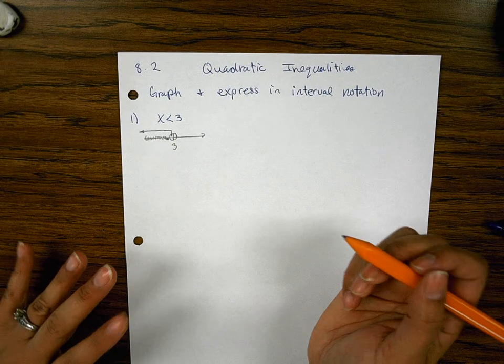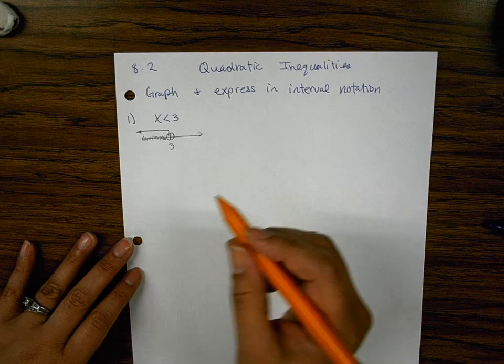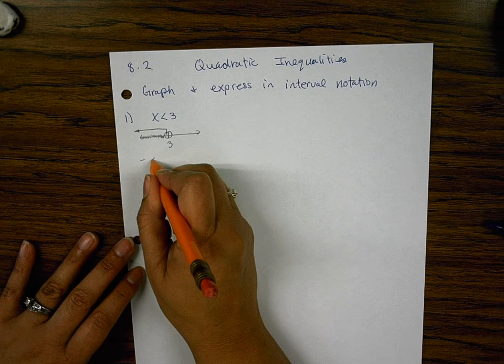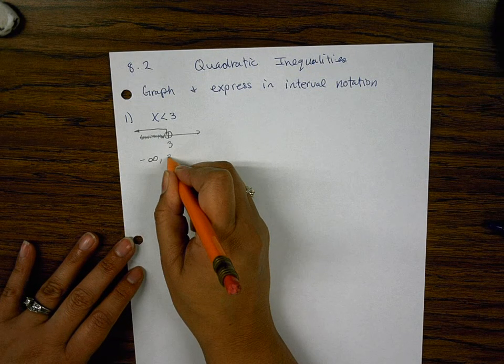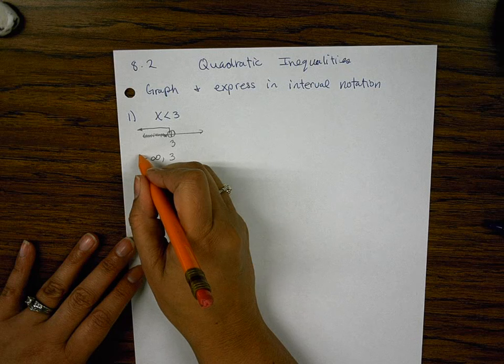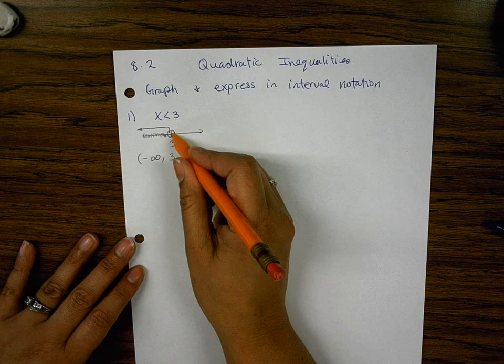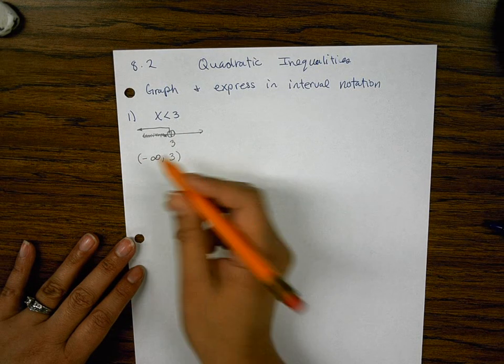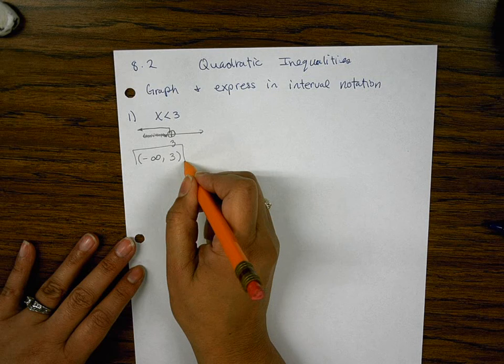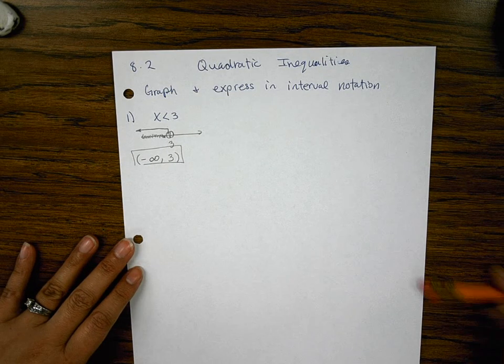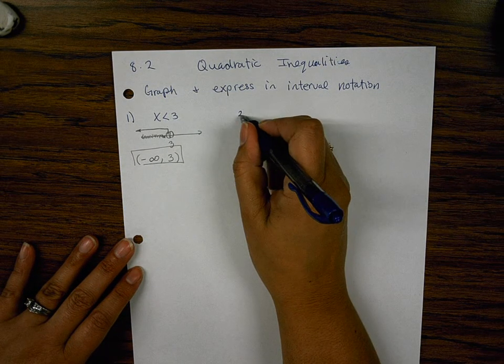Now, express it in interval notation. This is the review from last year. It's coming from negative infinity and stopping at 3. Parentheses always on infinity, and because this is an open circle, it's also parentheses. That you learned last year. All right, so this first part again is just review.